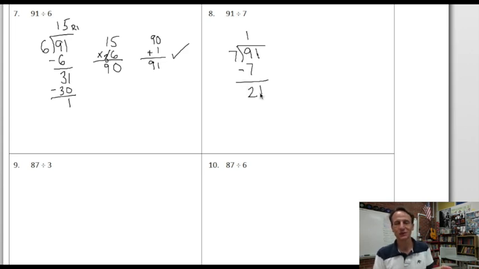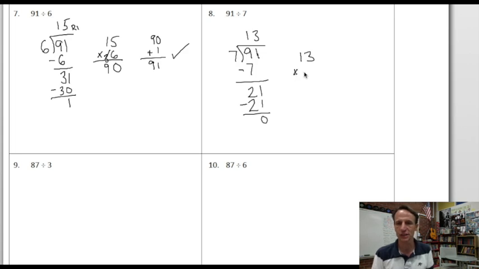How many 7s in 21? Ah, there it is. 7, 14, 21. There are 3 7s in 21, because 3 times 7 indeed is 21. So we subtract, we've handed out all the donuts. We have no remainder. Isn't that interesting? Did you see that coming? Yeah, okay, you did. All right, so 13 to do our check.